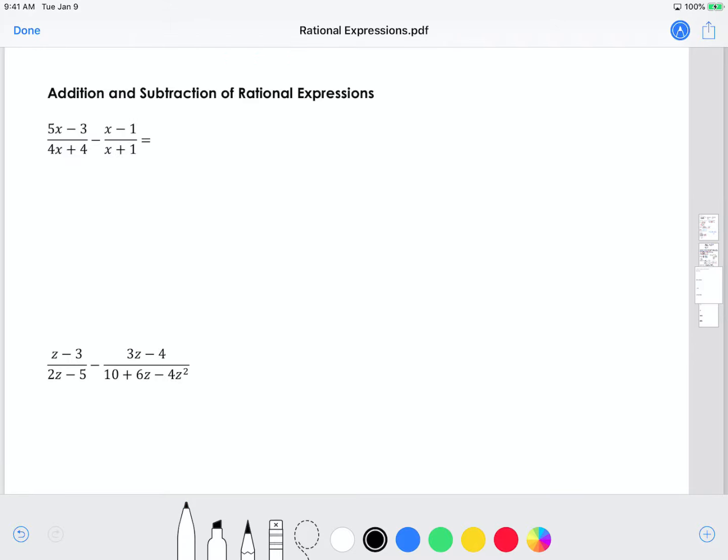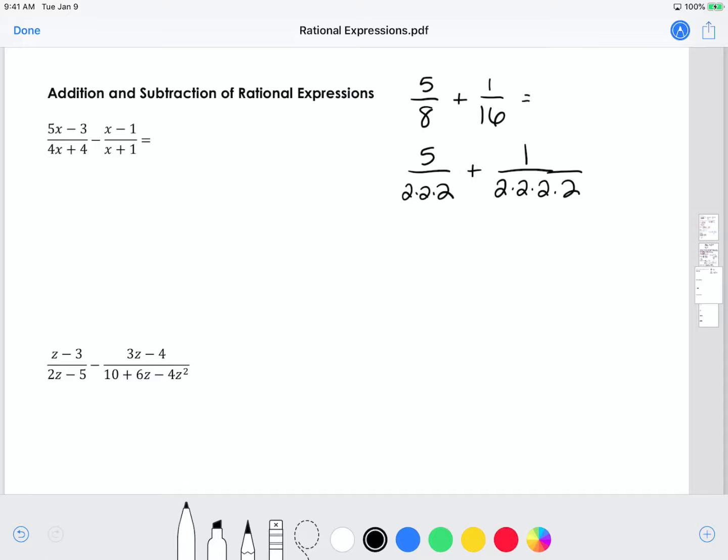Okay, now we're going to talk about addition and subtraction of rational expressions. Now, when we add or subtract numerical fractions, we have to find a common denominator. So, for example, if I gave you 5 over 8 plus 1 over 16, I would have to find a common denominator, and I do that by breaking down the denominators. So 8 can be broken down as 2 times 2 times 2, and 16 can be broken down into 2 times 2 times 2 times 2.